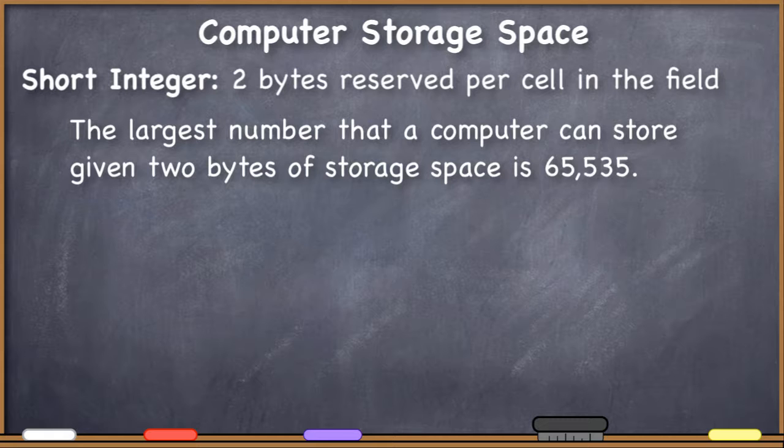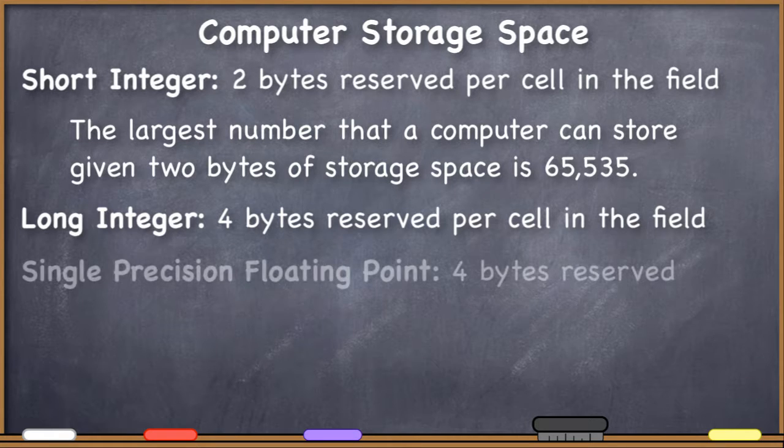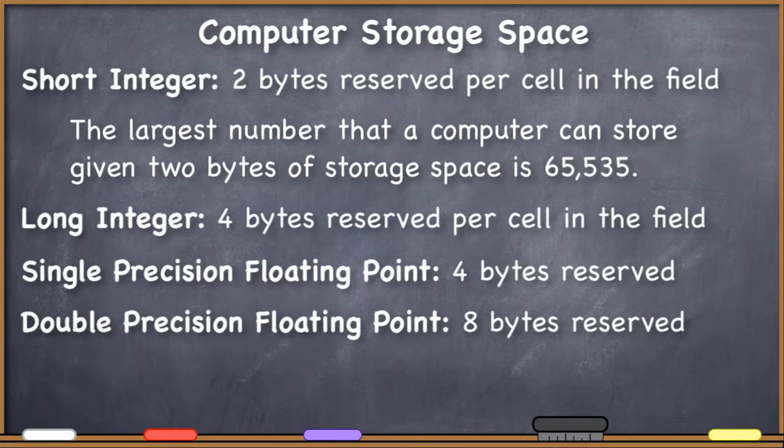When a long integer is declared, the computer reserves 4 bytes for each cell in the field. You're doubling the amount of disk space that's being reserved if you choose to declare a long integer data type rather than a short integer data type for the field. When you declare a single precision floating point data type, the computer reserves 4 bytes per cell, and when you declare a double precision floating point data type, the computer reserves 8 bytes per cell.